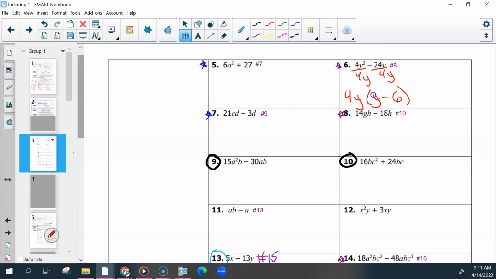I know we're moving at a fast pace. Do you have any questions so far before we keep going? Let's do 7. Highest number we can divide out of both? 3. Do they have any variables in common? Which variable? D. If we take out 3d, what would be left?